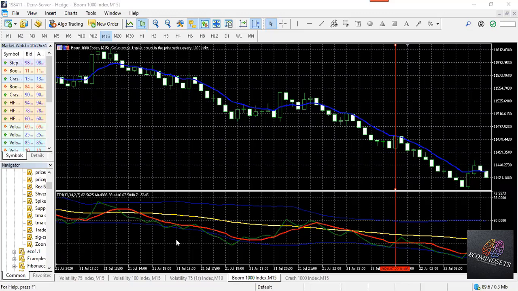Now, how do we enter? The entry is on 15 minutes. Once you identify a suitable trade on H1, you shift to 15 minutes. Wait for the 15-minute candle to also tell you what H1 is telling you. When it does, you enter on the next candle after the close of the candle that is telling you what H1 is telling you.